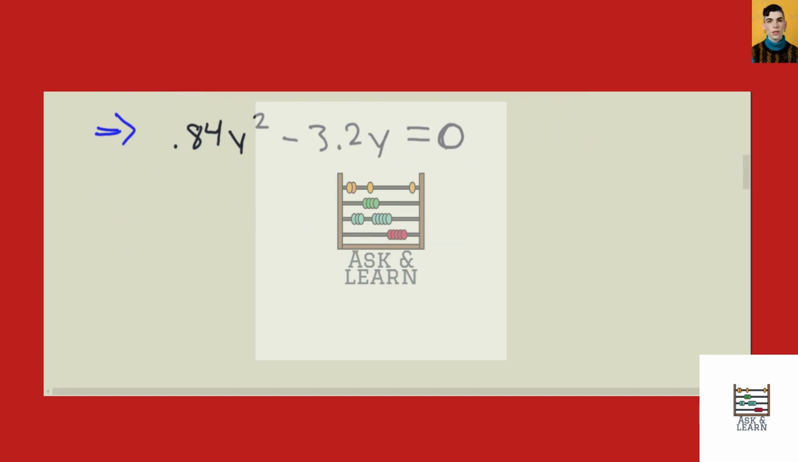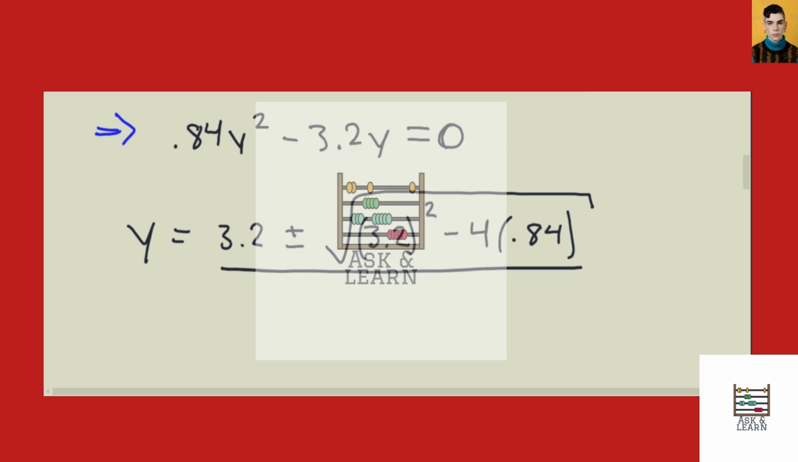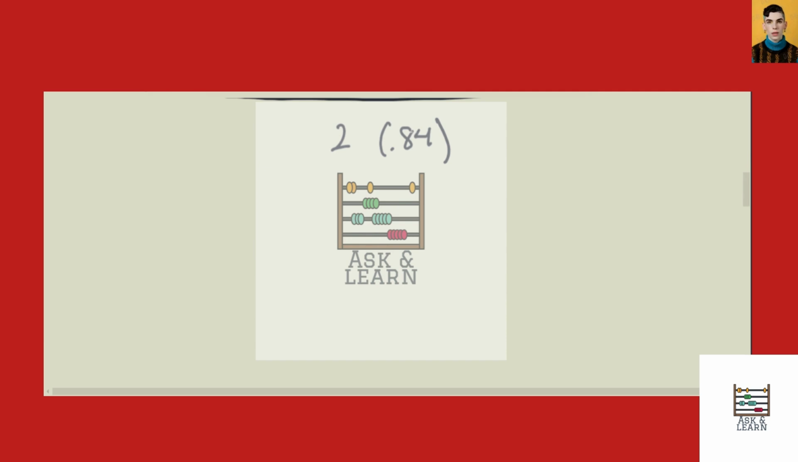So now we got to use the quadratic formula. So y is equal to positive 3.2, plus or minus the square root of 3.2 squared minus 4 times 0.84, and this whole thing divided by 2 times 0.84. So when you plug all this into a calculator, you have the distance y that block A travels is 3.5 feet.